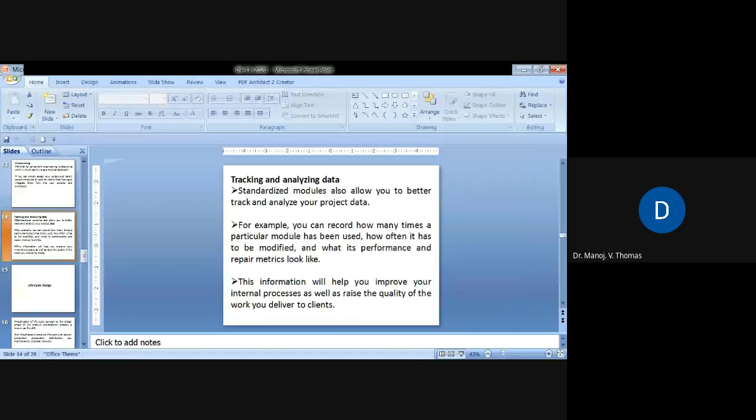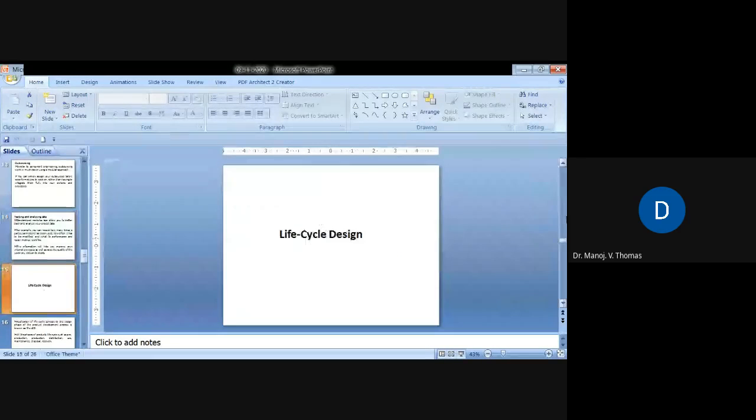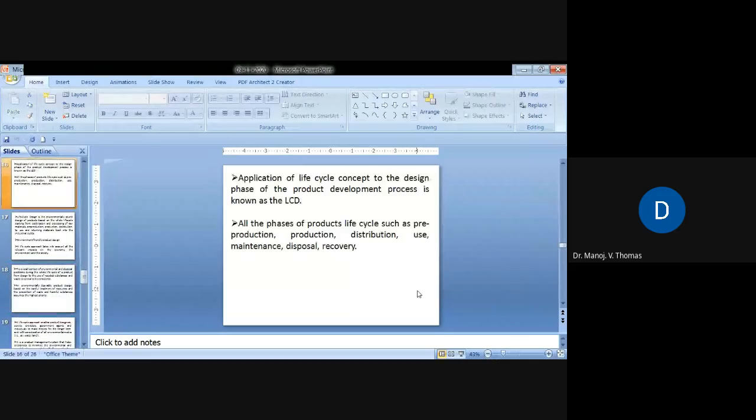Okay. Next is life cycle design. Application of life cycle concept to the design phase of the product development process is known as life cycle design. LCD means life cycle design. So what is the life cycle concept? All the phases of a product's life cycle, such as pre-production, production, distribution, use, maintenance, disposal, recovery. All these phases are considered.